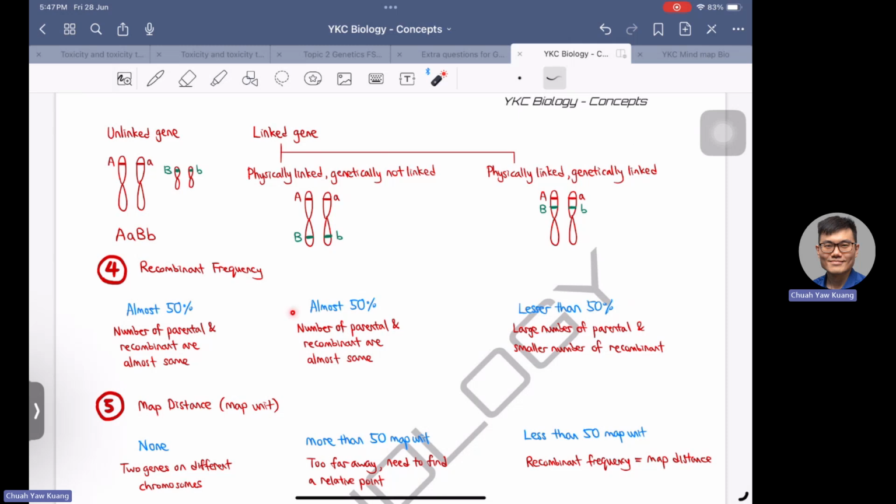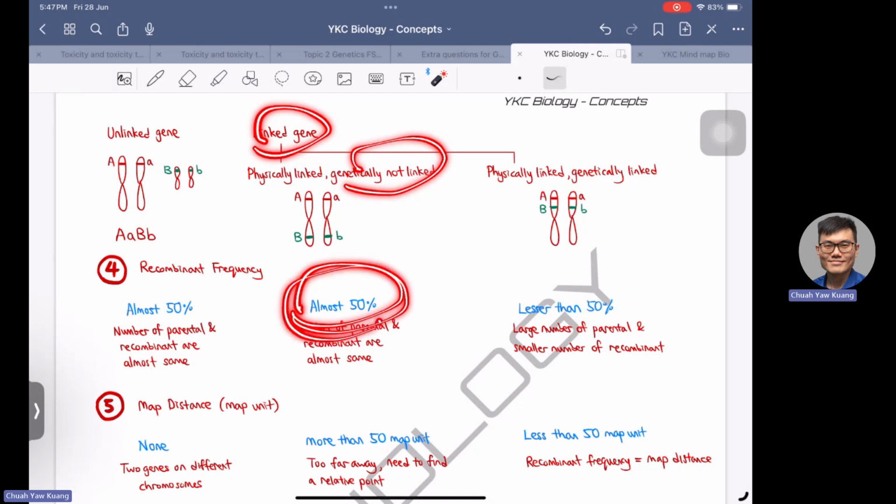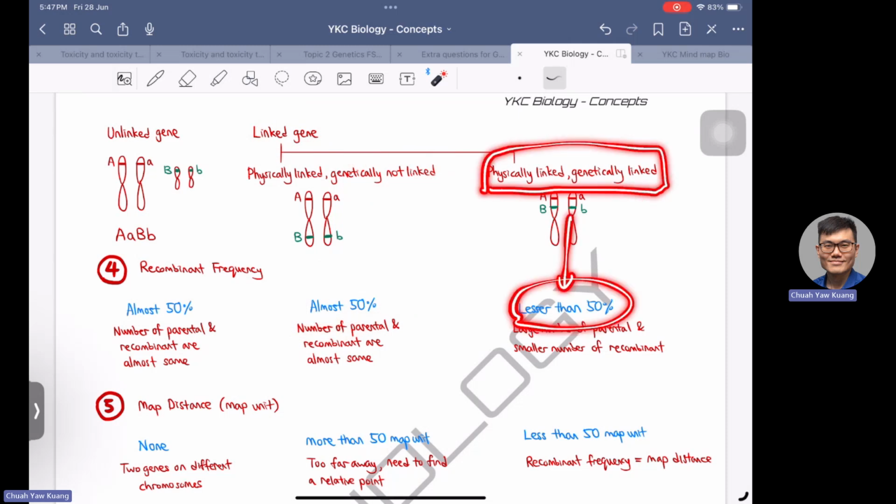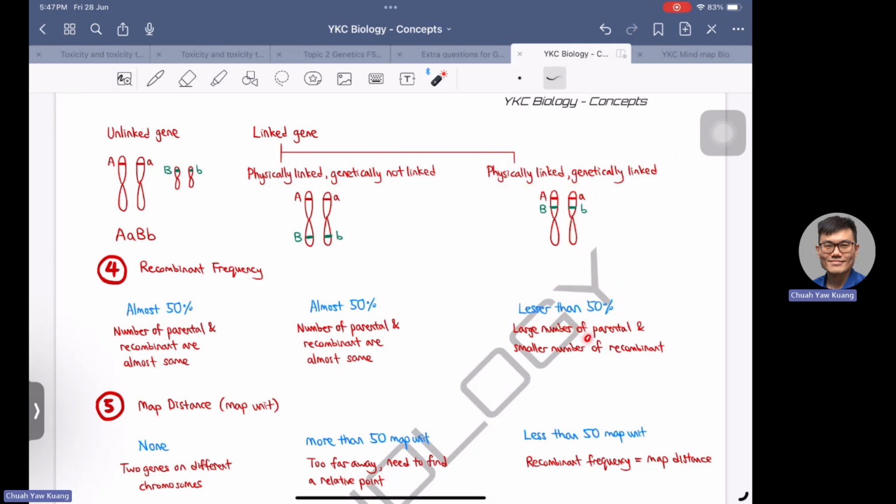It will be the same for those genetically not linked. Those linked genes that are genetically not linked will still give you almost the same recombinant frequency. Only those that are physically linked and genetically linked will give you a recombinant frequency lesser than 50%. The reason is that the parental offspring will be a larger number and the recombinant offspring will be a smaller number.